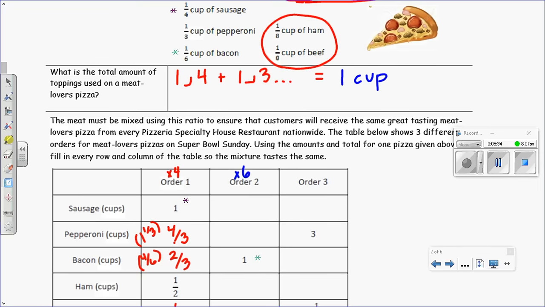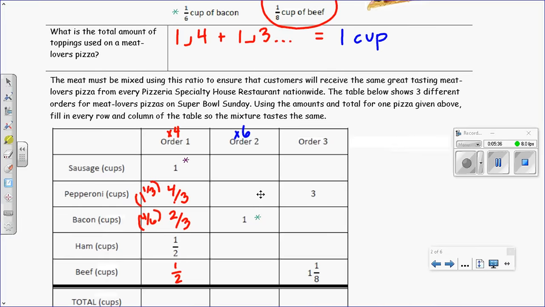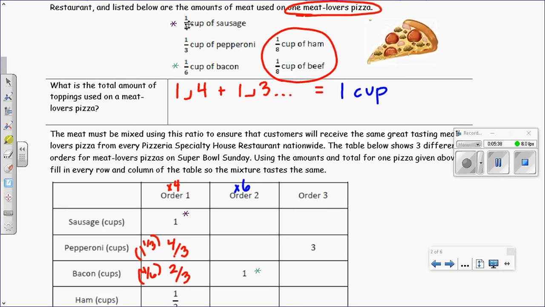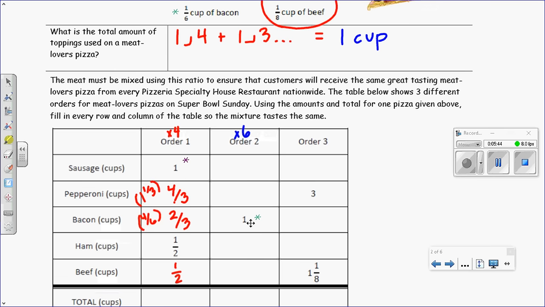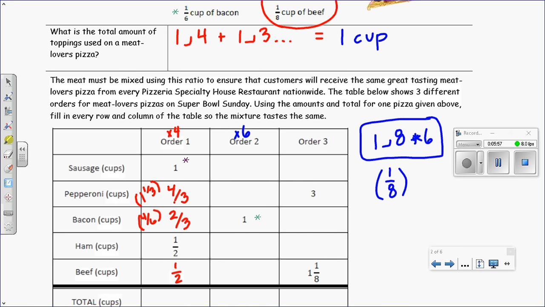So now I am going to have you pause it. I want you to fill in all the others. So take 1/4 times 6, 1/3 times 6, 1/8 times 6, 1/8 times 6. Fill them all in where they go. Remember, when you type in a fraction like 1/8 times 6, this is what you're typing in your calculator. So it should look like this. That means 1/8 times 6. Okay, pause it and then see what you got for order 2.